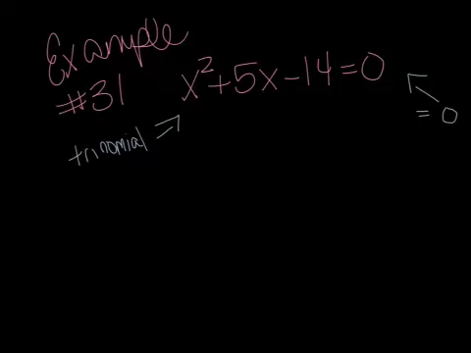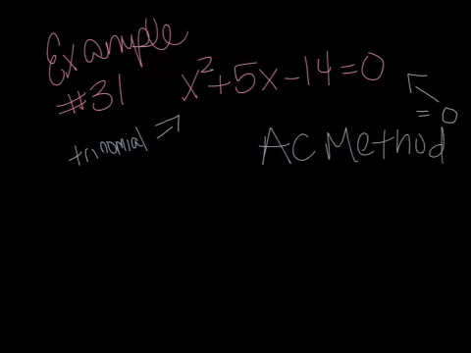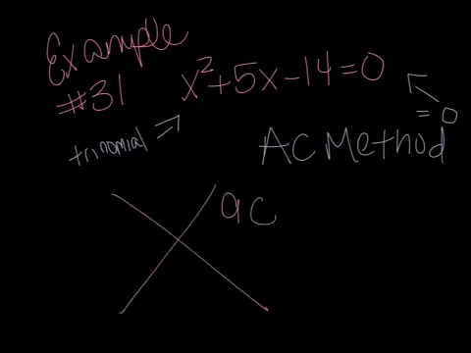Being that it isn't a perfect square trinomial, my next method I'll use to factor is the AC method. In order to use this method, I'm going to create an x, and I'm going to multiply A and C, and put that in the top here. Our A value is 1, and our C value is negative 14. So when I multiply 1 and negative 14, I'm left with negative 14. At the bottom of our x, we're going to put our B value. In this case, it's positive 5.